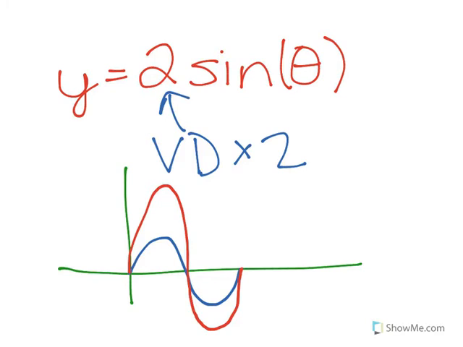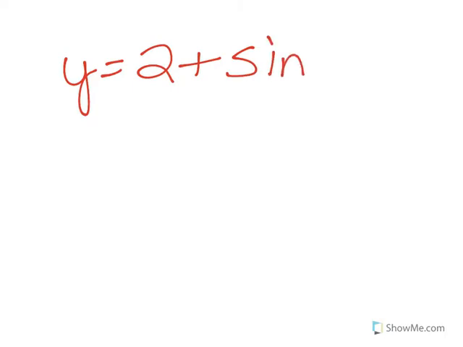Okay, let's go to the next one. Our next transformation is y equals 2 plus sine of theta. And that is going to be vertical. It's outside.